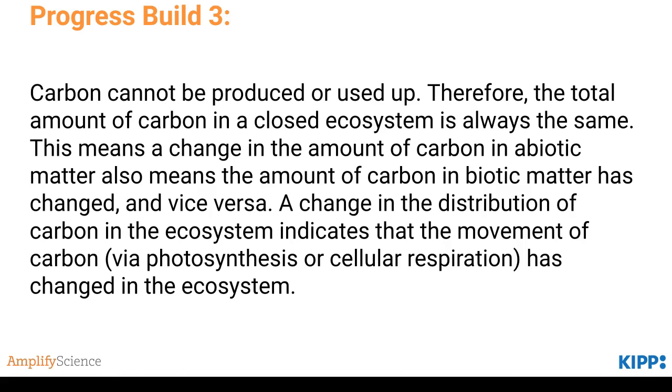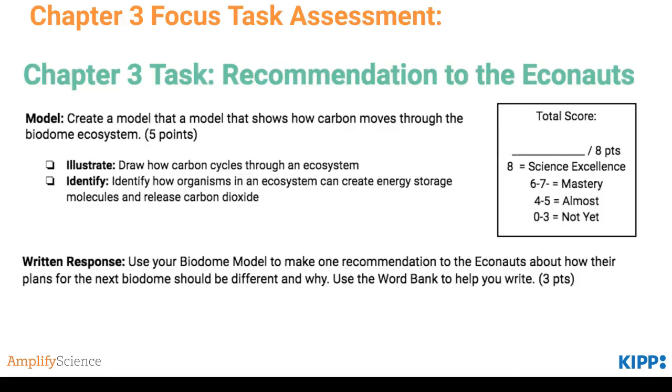Therefore, the total amount of carbon in a closed ecosystem is always the same. This means a change in the amount of carbon in abiotic matter also means the amount of carbon in biotic matter has changed and vice versa. A change in the distribution of carbon in the ecosystem indicates that the movement of carbon via photosynthesis or cellular respiration has changed in the ecosystem.